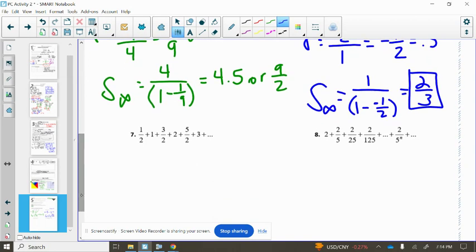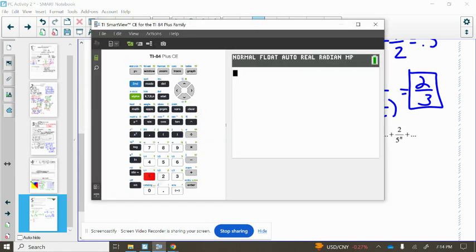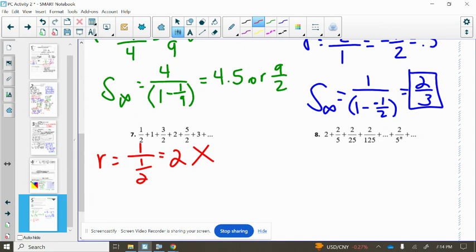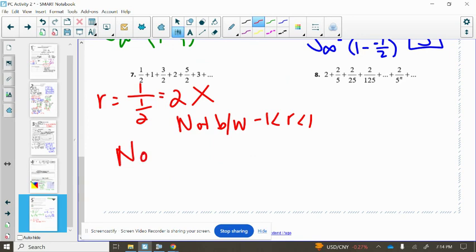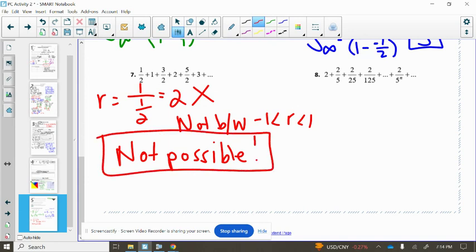All right, on our next example, we have to check the r value. So we're going to take term 2 divided by term 1. Well, 1 divided by the fractional value of 1/2 is 2. This is no bueno, because this is not between -1 and 1. It's too big. So this is going to be an example when it would not be possible to find that infinite sum, because it would not converge towards a particular value. So again, that r value is too big.